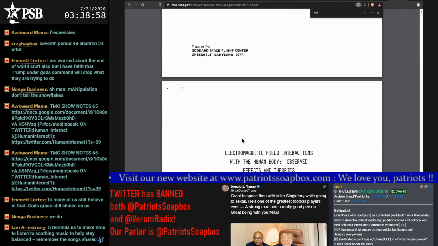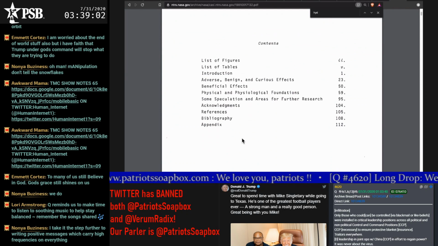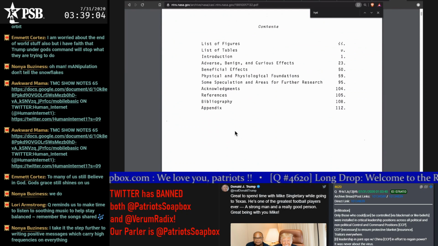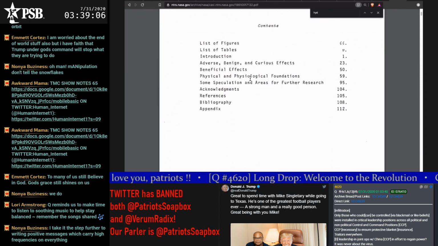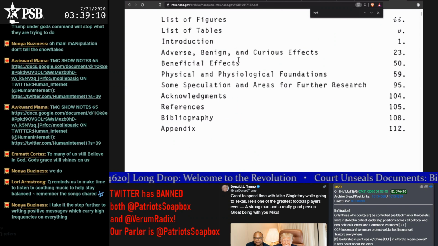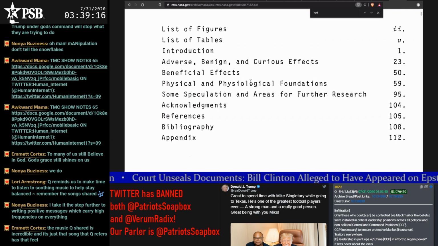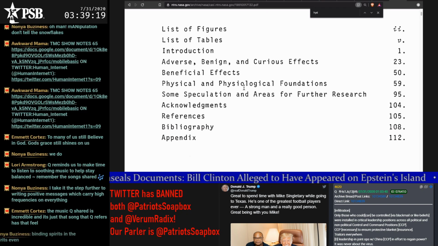And in this document, you will read all about the fun things that they were willing to disclose in this NASA report: physical and physiological foundations, adverse, benign, and curious effects of electromagnetic radiation on the human organism, beneficial effects. A lot of the beneficial effects in this document are redacted. They don't show them.